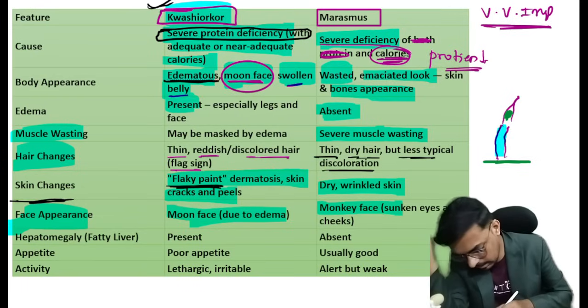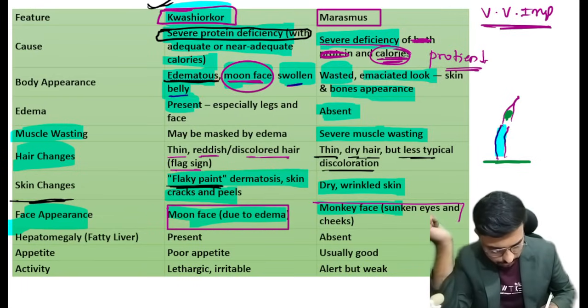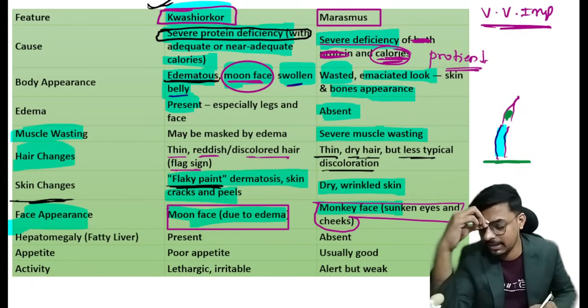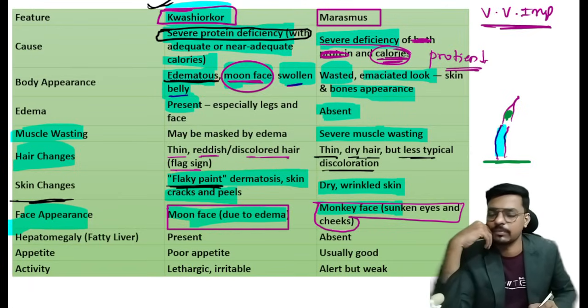So, examiner important and examiner favorite questions. Moon shape face will be seen in case of the kwashiorkor, and the monkey shape face will be seen in case of the marasmus. There is one more moon face shape, which we will study in medical surgical nursing, beta. Yes, that is in the Cushing syndrome.